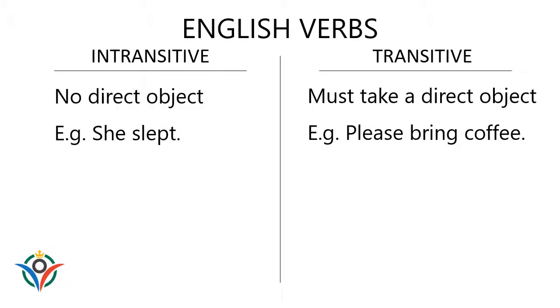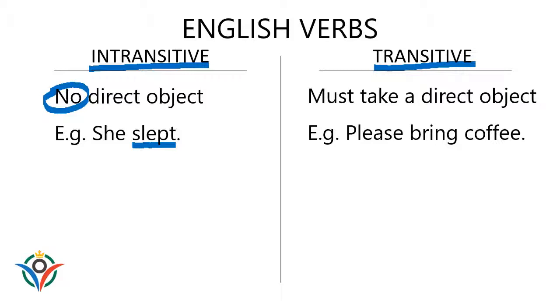The second characteristic of verbs is that they can be intransitive or transitive. So let's take a look at the difference between the 2. Intransitive verbs require no direct object. So the example is, she slept. So the verb slept does not require a direct object to complete it. And so the sentence, she slept, is a complete idea and can stand alone.